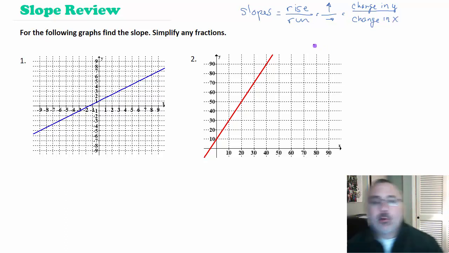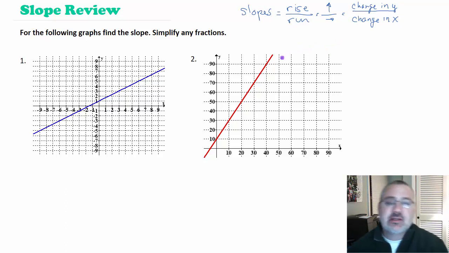We're going to look at the slope in two different ways. The first way is going to be looking at the graphs. So let's take a look at number one. For the following graphs, find the slope. Simplify any fractions. So we want to know how quickly this line is going up, or if it's going down, how quickly it is going down.